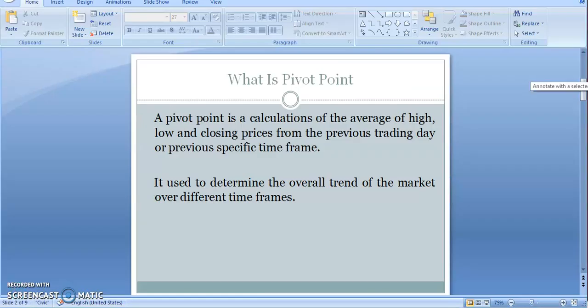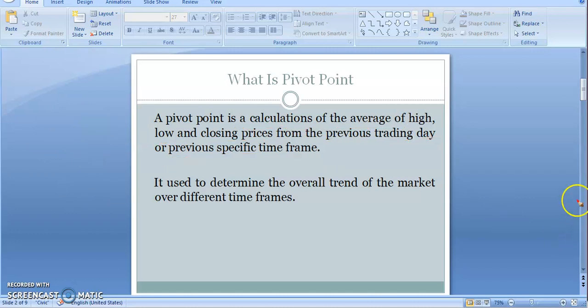Now let's see what the pivot point is. This is the definition of the pivot point. A pivot point is a calculation of the average of the high, low and closing price from the previous trading day or previous specific time frame. That means if you want to calculate the daily pivot point, then we calculate from the previous day.